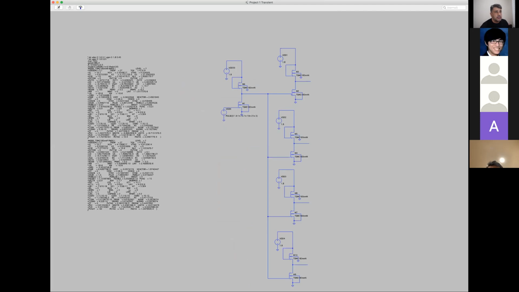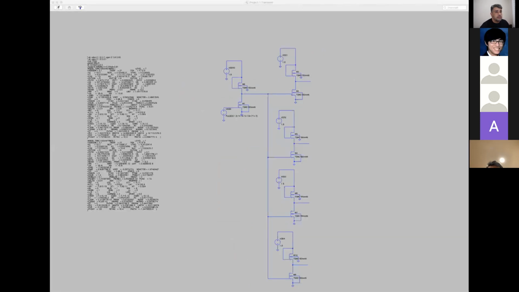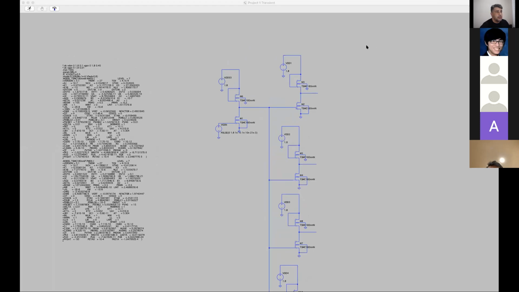LTspice, zoom, okay, zoom, window. I have absolutely no idea what just happened. So you guys still see my schematics?